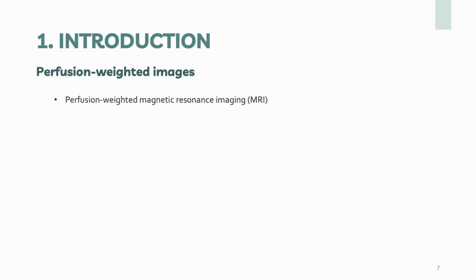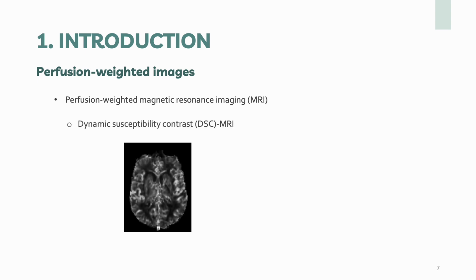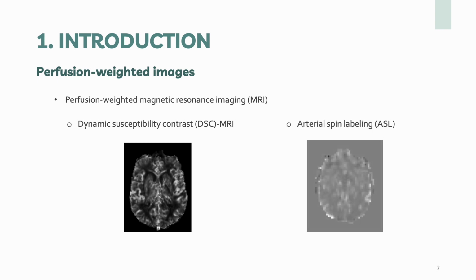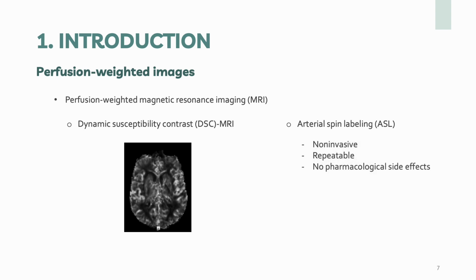One perfusion-weighted MRI technique is DSC MRI, which measures cerebral perfusion by tracking an exogenous contrast agent, usually gadolinium-based. Despite DSC being the most used in clinical practice, ASL, which is another technique, presents crucial advantages. Its principal benefit is that it uses arterial water as an endogenous tracer, eliminating the need for exogenous tracers that can be potentially dangerous. Hence, ASL is non-invasive, repeatable, and does not have pharmacological side effects.